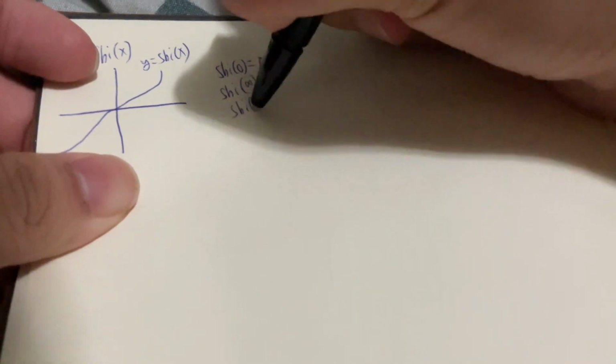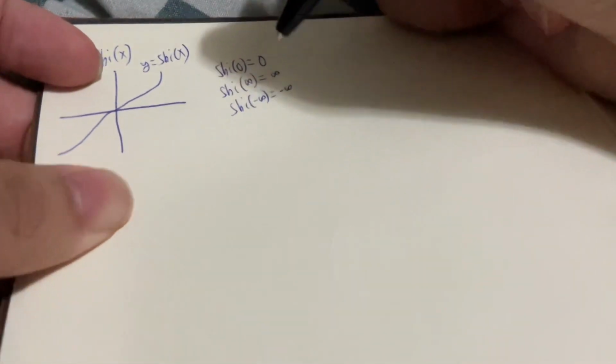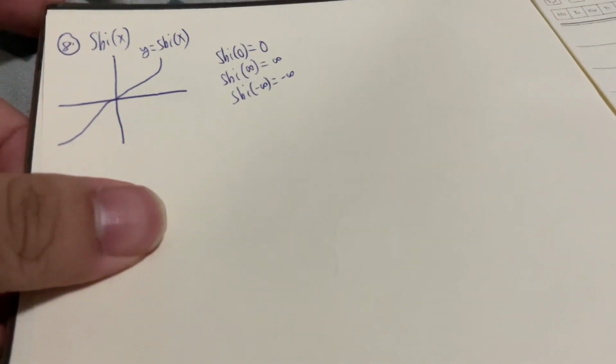So you can do this really quick. Shi of 0, check the graph, you can get Shi of 0 is equal to 0. Then Shi of infinity, approaching infinity, you just get infinity. And then Shi of negative infinity is just equal to negative infinity. And this is a very simple one.